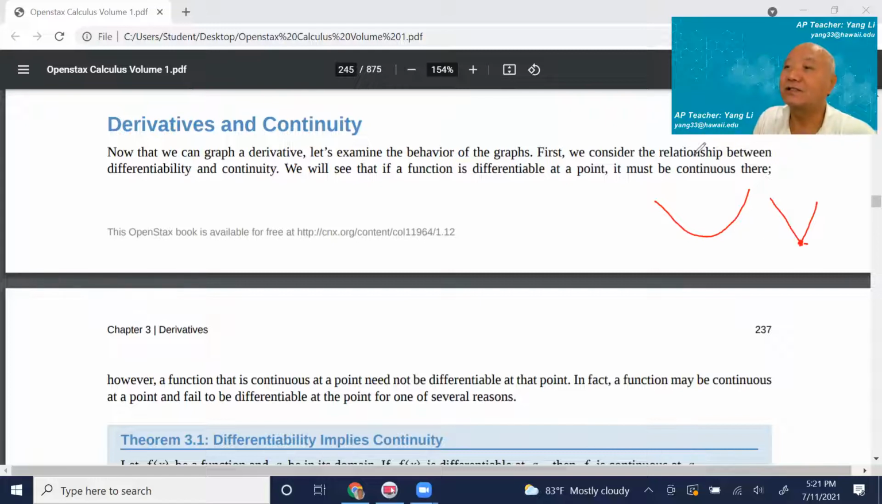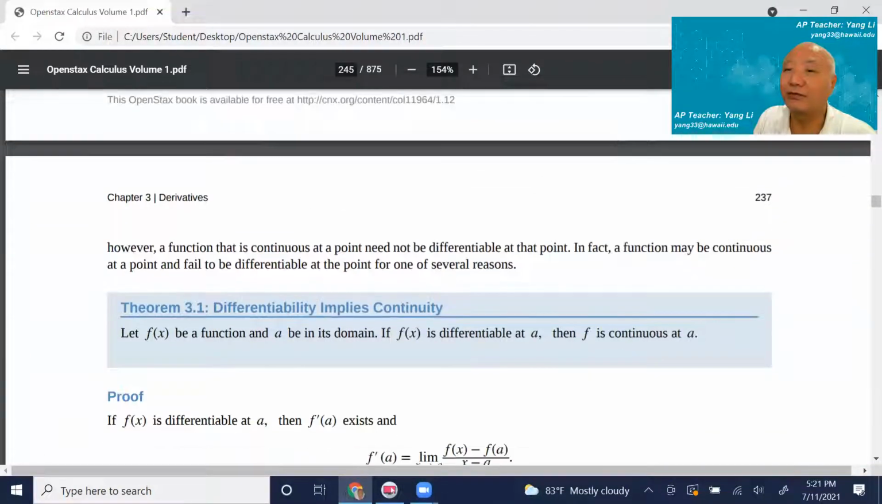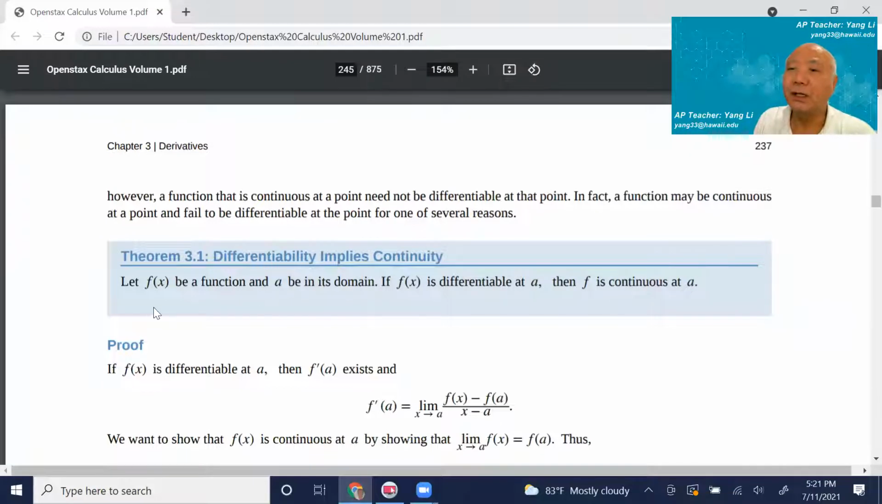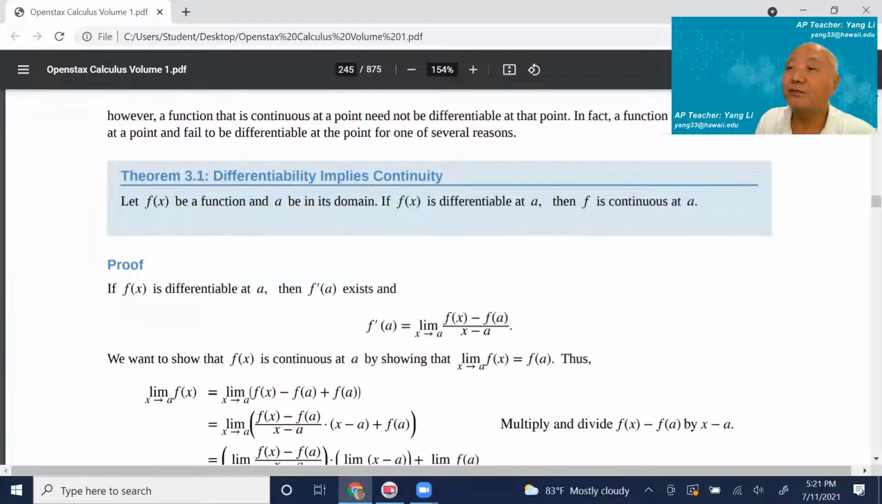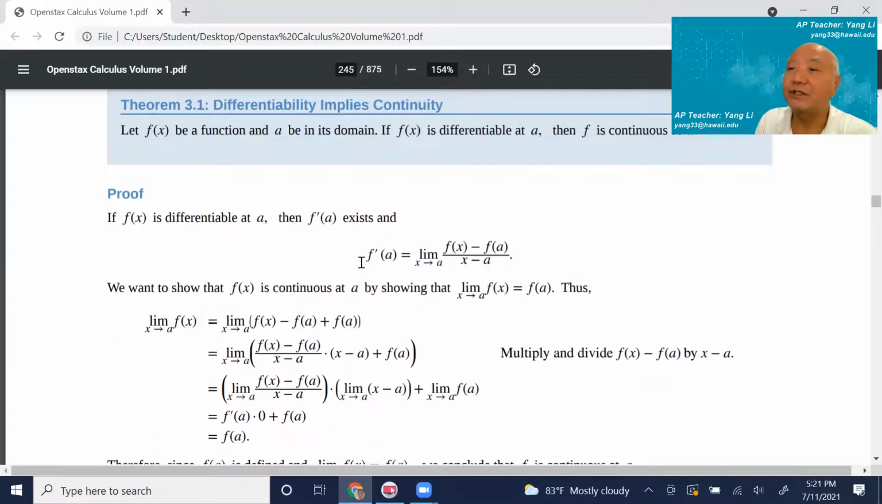All right. So let's see a more detailed explanation of this. I'll use the graph and give you the brief version first. Here, if f(x) is a function and a is in the domain, and if f(x) is differentiable at a, then f is continuous at a. We can prove this very easily. We use the definition of the derivative of the function at x equals a. We will get this, right? That's easy.